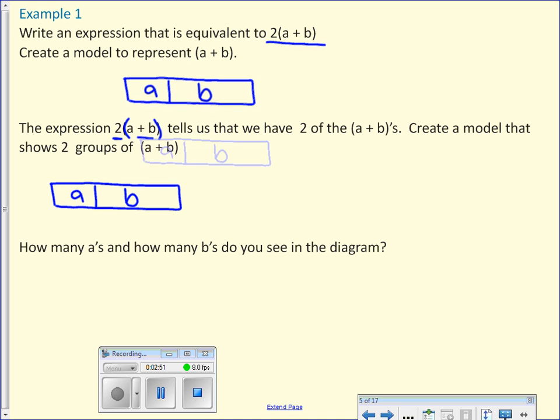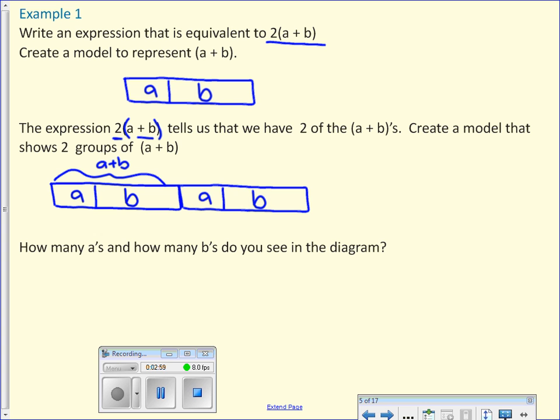Here's one, here's another. So draw that. So here we have A plus B, and here we have A plus B. So how many A's do you see? 2 A's. How many B's do you see? 2. So we have 2 A's and 2 B's. So how else could we write this?